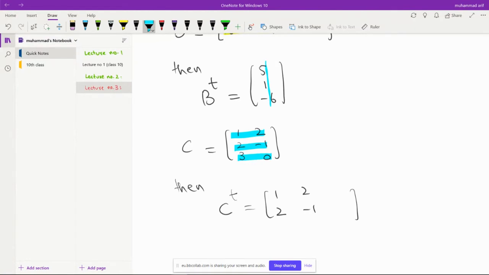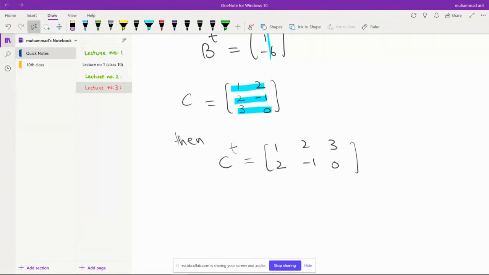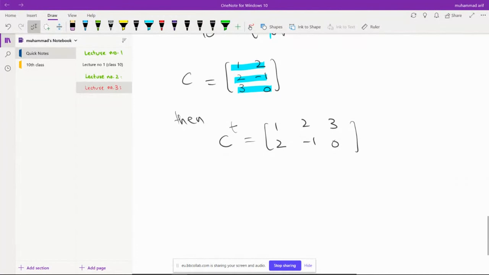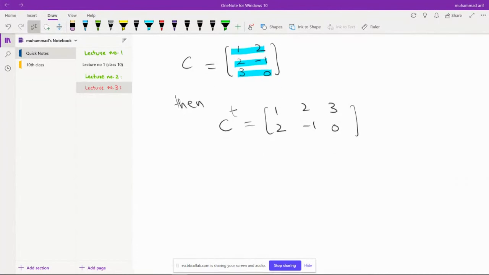The third row is converted into a column, that is 3, 0. It becomes the transpose of matrix C. Similarly, you can solve the remaining three parts. Now we come to question number 6.